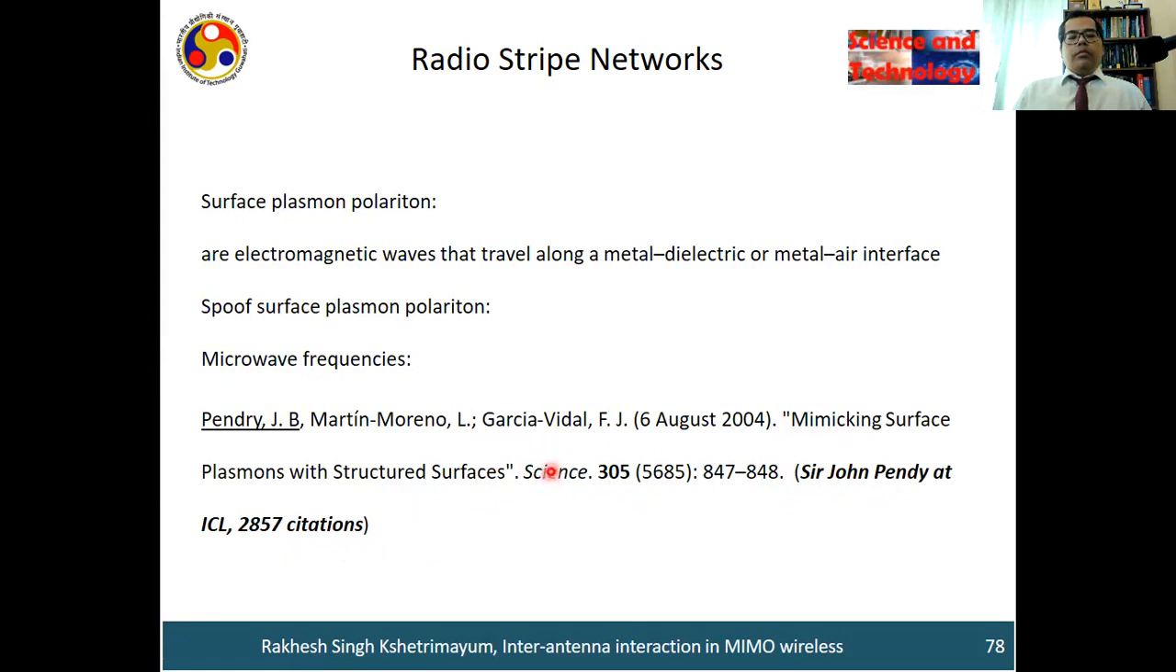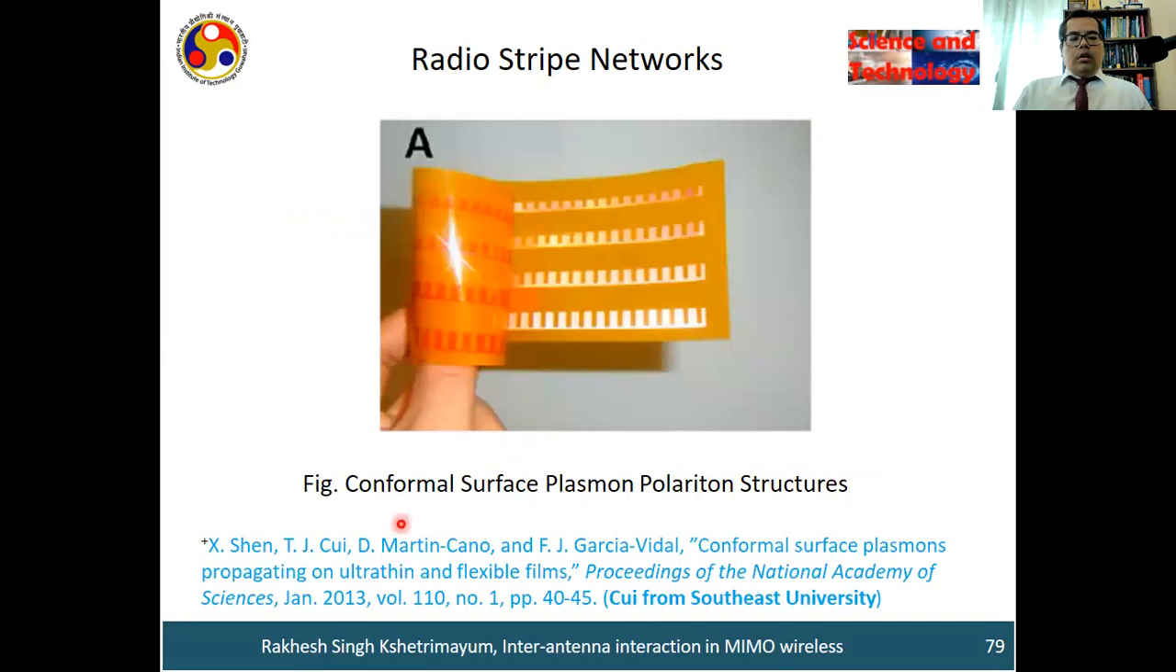So you can understand that obviously this kind of paper has a lot of impact in the research on spoof surface plasmon polaritons. So he made the original proposal of spoof surface plasmon polariton, which is mimicking the surface plasmon polariton at the optical frequency at microwave frequency. So using this concept, Professor Cui and his group, Professor Cui is a very well-known person in the field of metamaterials, has proposed a conformal spoof surface plasmon polariton. So you can see here, this is a thin layer. Here you have put some kind of printing. You can fold it, you can roll it.